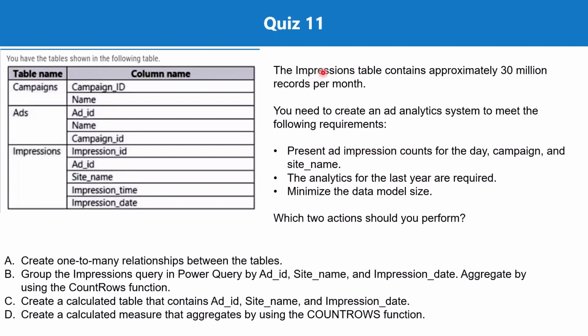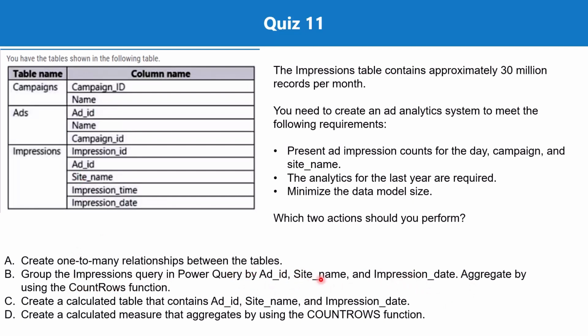So we understand that this is a very large table, which is 30 million records per month. So the fact table is generally a large table, but we can improve the performance of the data model and minimize the data model size by grouping the impressions query. So we can perform a group by here by using the ad ID, site name, and impression date as part of the group by, and then we will have another column which will have the count for these three columns.